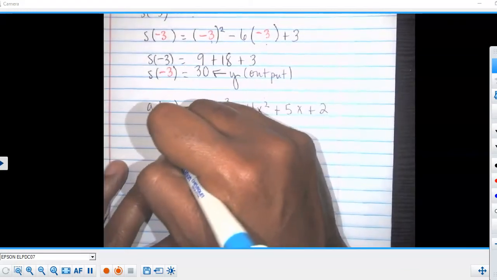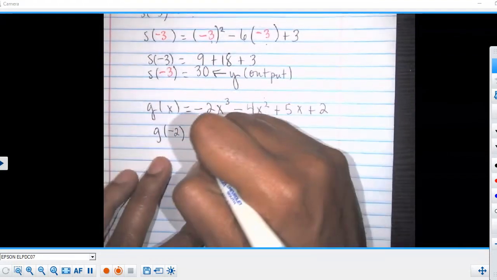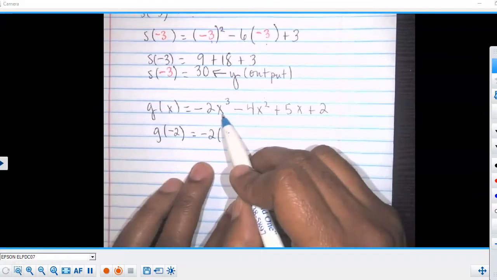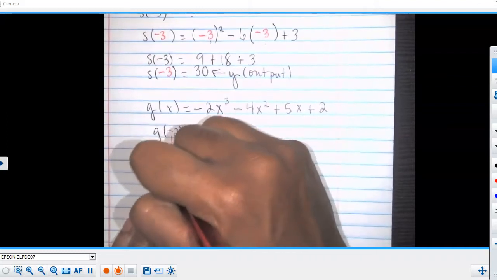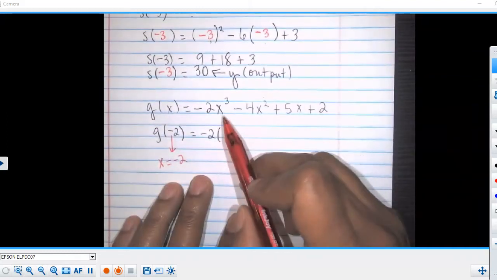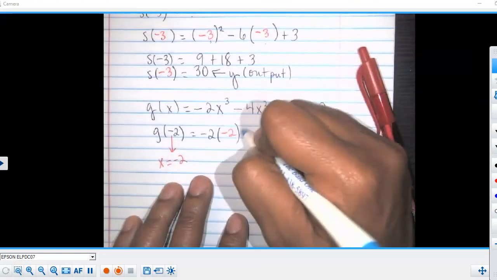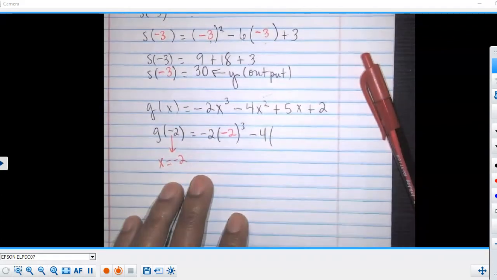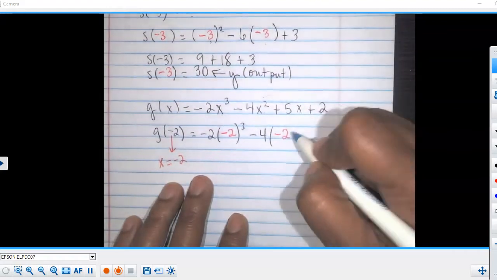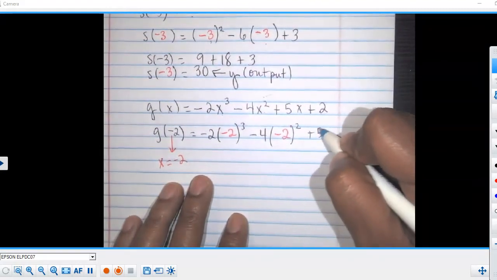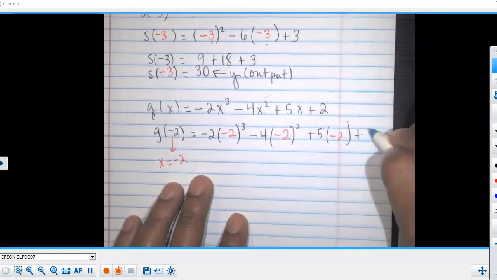So let's plug in, I don't know, 2. Let's plug in negative 2. Right? So everywhere that the x is, we're substituting in a negative 2. And let me also put that, ready? This means x is equal to negative 2. So right here where that x is, raised to the third power, I'm going to put a negative 2. Close it, then cube it, negative 4, open parentheses. For the x squared, I'm plugging in negative 2 for x, but I have to square it first. 5, negative 2, close it, plus 2.